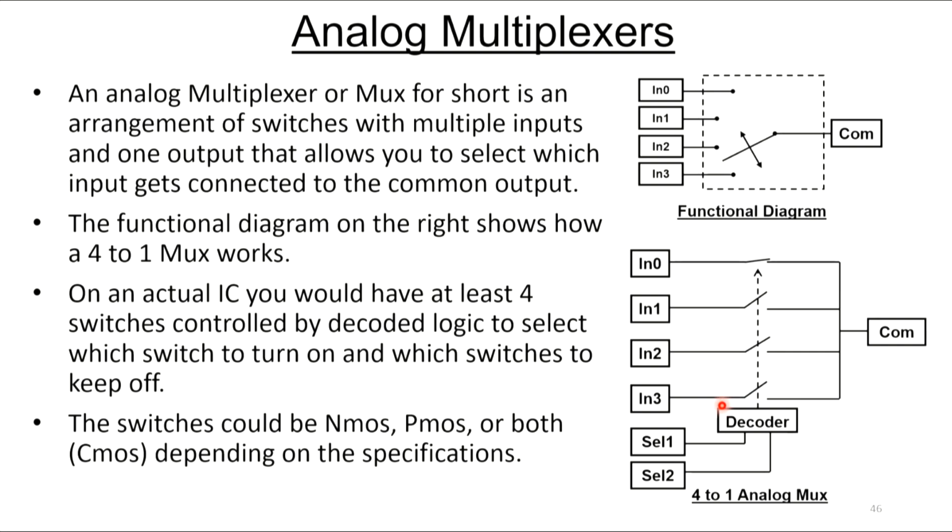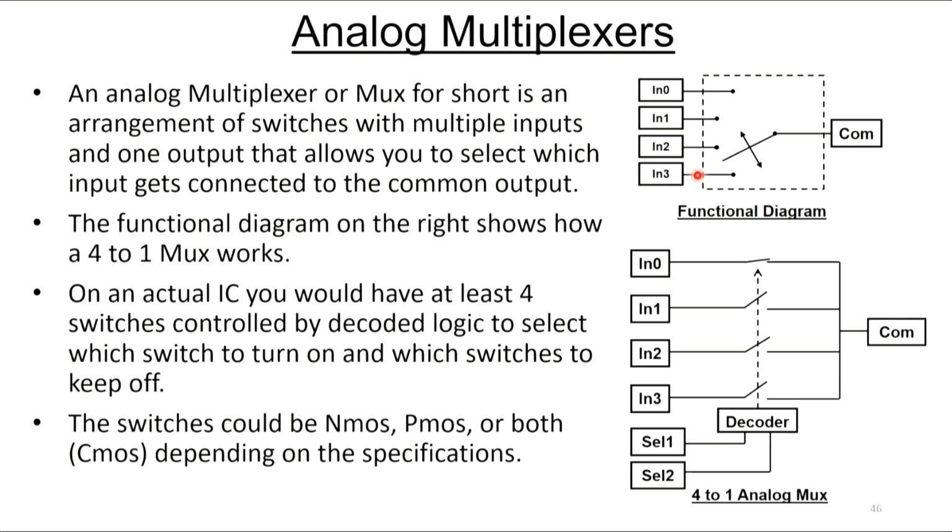Okay, analog multiplex is my last topic for today. So an analog multiplexer, or MUX, is short for an arrangement of switches with multiple inputs and one output that allows you to select which input gets connected to the common output. And I show a functional diagram of what that would look like over here.